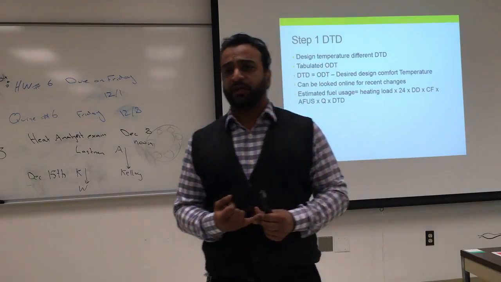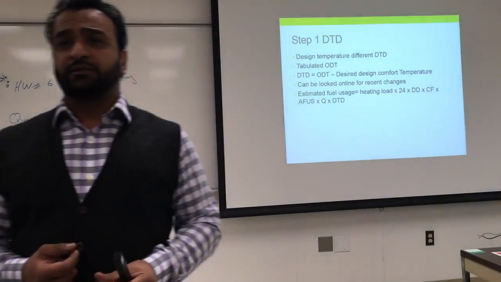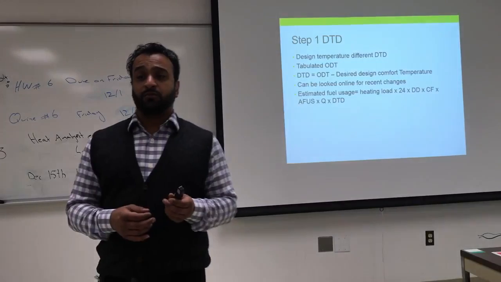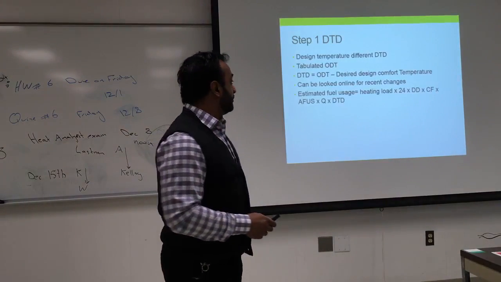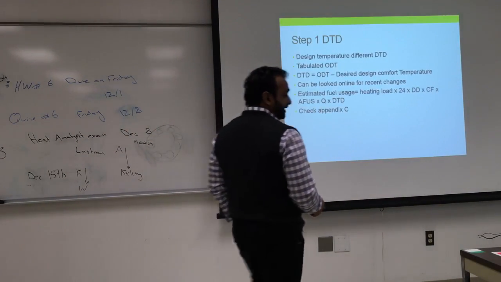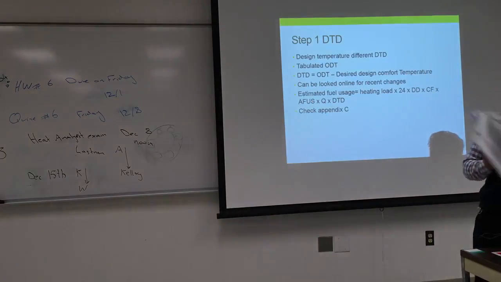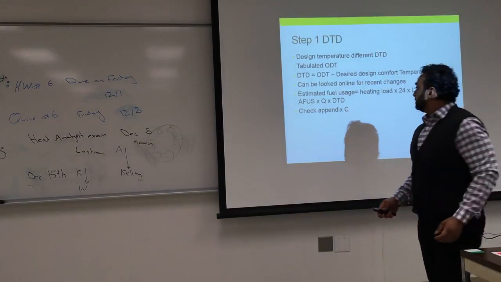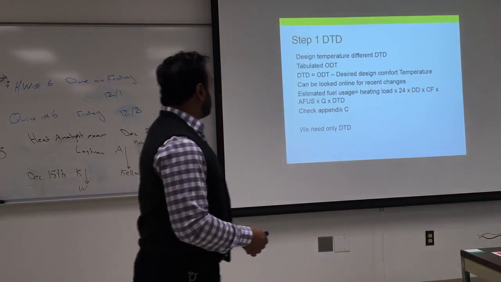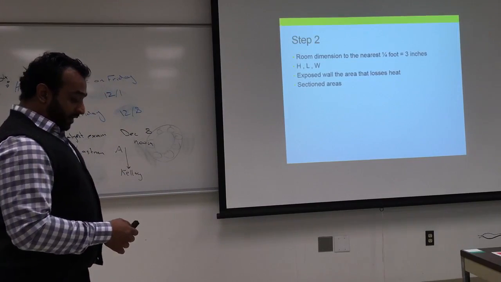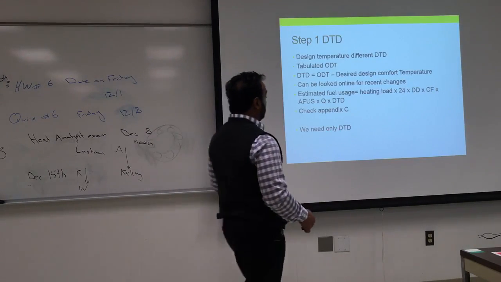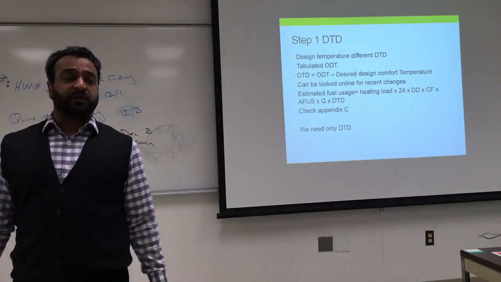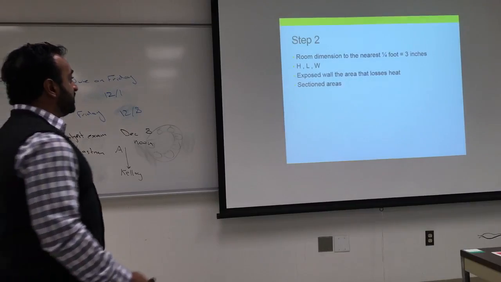We talked about water freezing. You don't want that to happen. Availability of oil, that's another issue. Availability of fuel. So you want to estimate how much you want to have and have that amount ready for you. Check Appendix C, which is here, and that has all the information you need to know how big of a tank is needed. For our calculation, we only need the design temperature difference, which is the coldest day of the year, and we count that for our calculation.